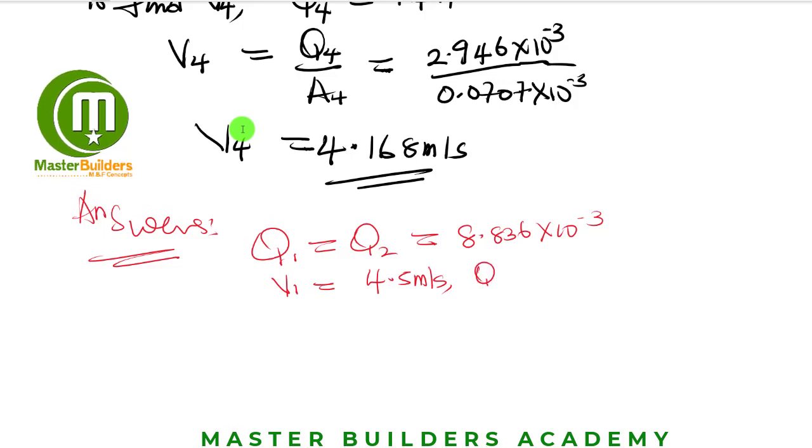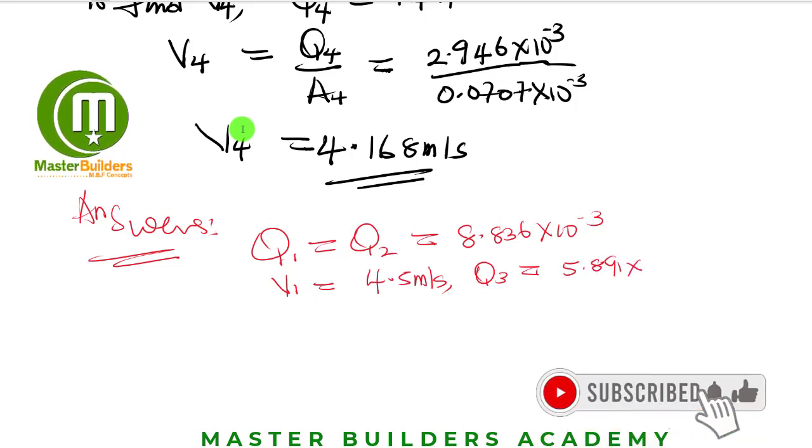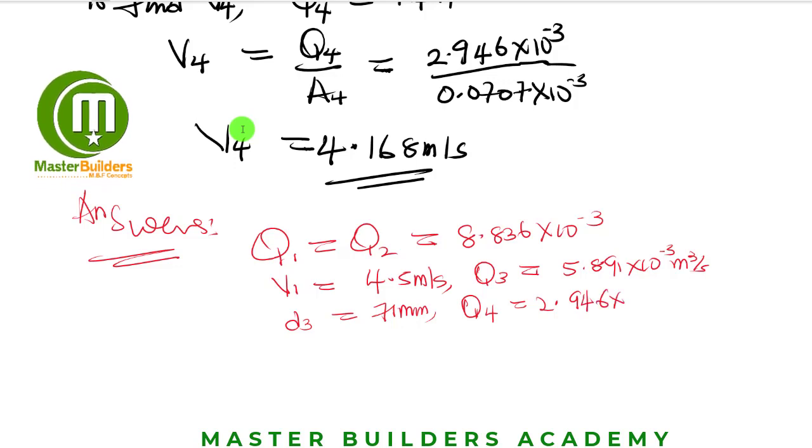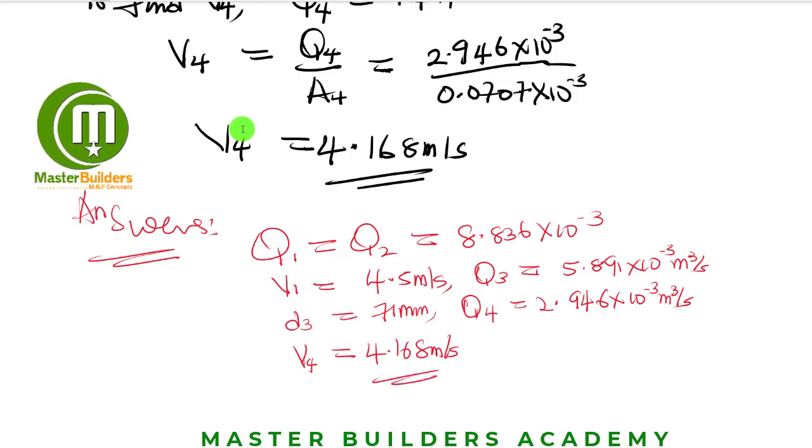Then again we calculated for Q3, and we had that Q3 is 5.891 times 10 to the power of -3 meter cube per second. Then after which we calculated for D3, we have that D3 is 71 millimeters. Then after calculating for D3, we calculated for Q4, and then we have Q4 as 2.946 times 10 to the power of -3 meter cube per second. Then finally we just calculated for V4, and then we have V4 as 4.168 meters per second. So guys, this is all about this question.